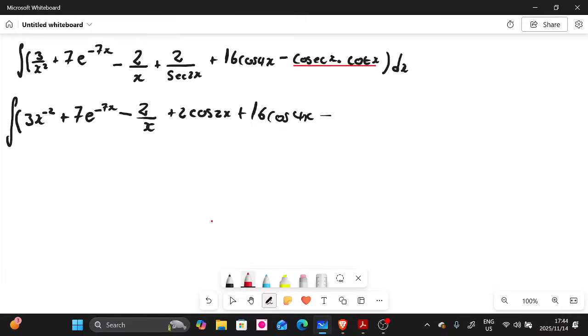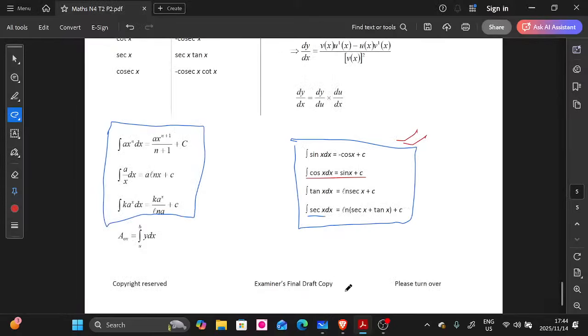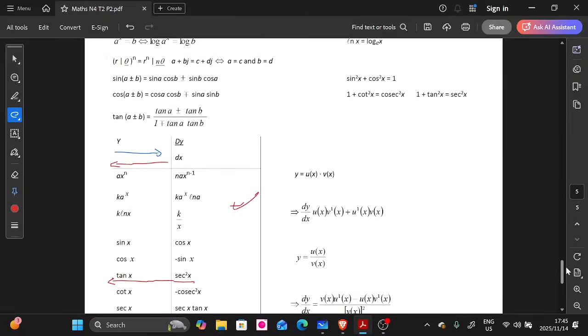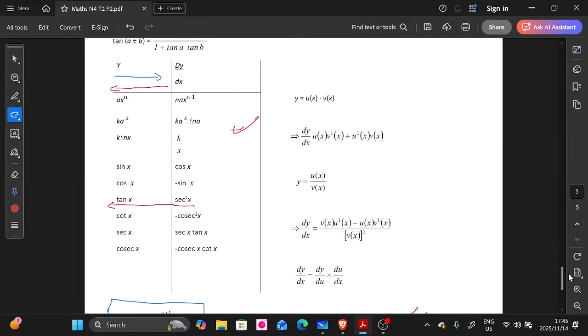If you come across a problem like this one, where you have something like cosec multiplied by cot, especially when you're integrating, don't simplify it yet. Not yet, guys. What you need to do here is go to your formula sheet, and then go to the table of differentiation. Let's look at the trigonometric ratios.